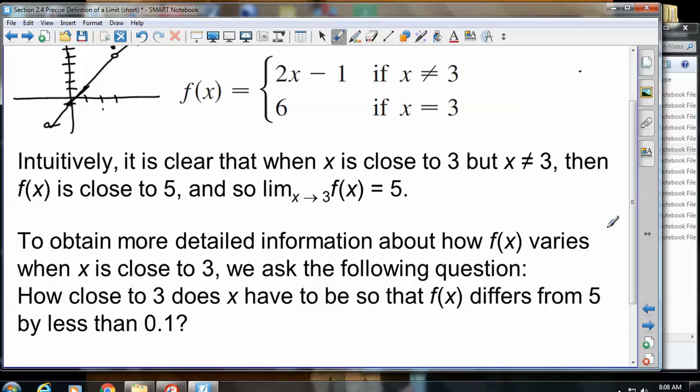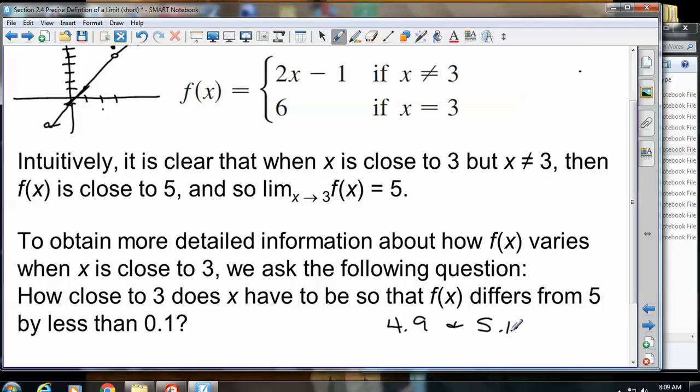But if I wanted to be very precise about it, I might ask you, how close does my x have to be to 3 so that f of x, or y, differs from 5 by less than 0.1? In other words, if I want my y values to fall between 4.9 and 5.1, I want my y to be in that window, how close does your x have to be to 3 to make that happen?